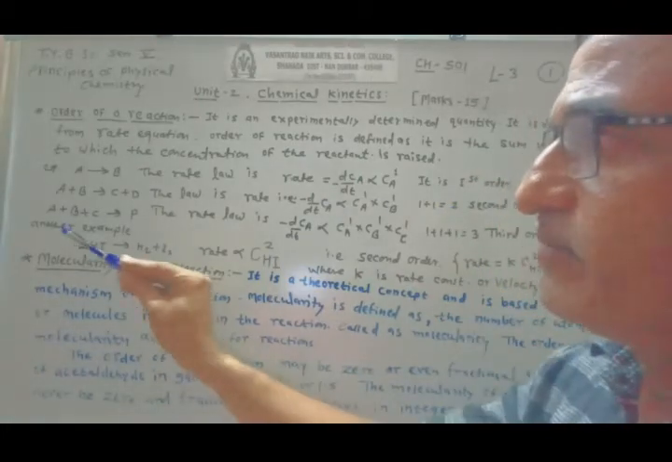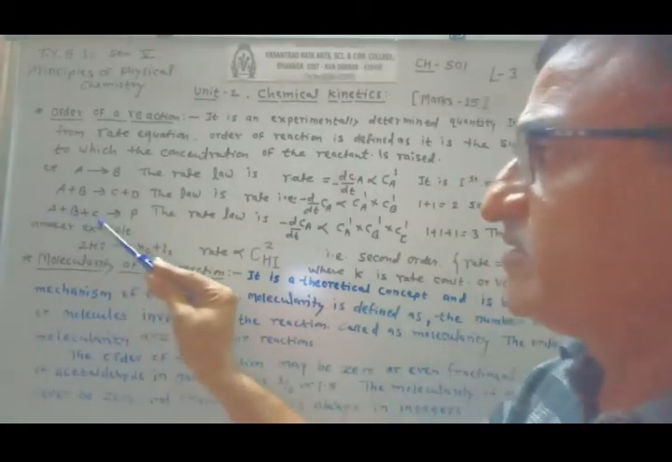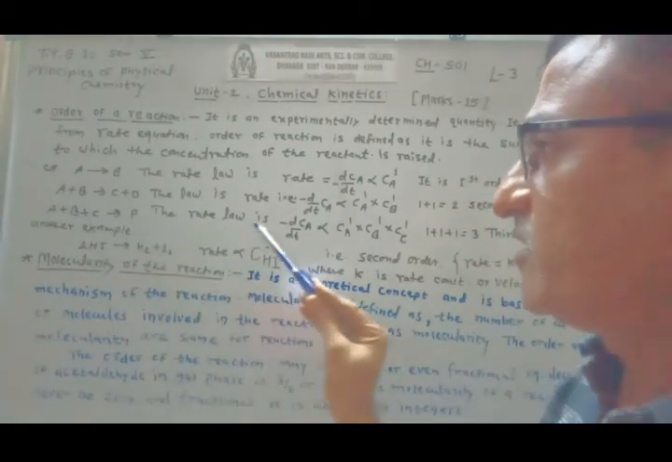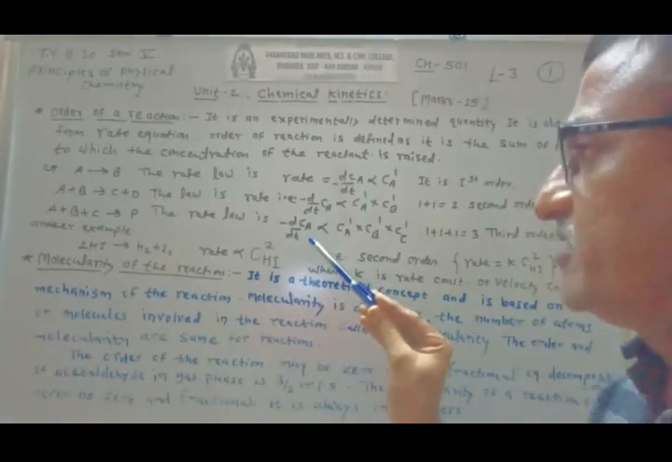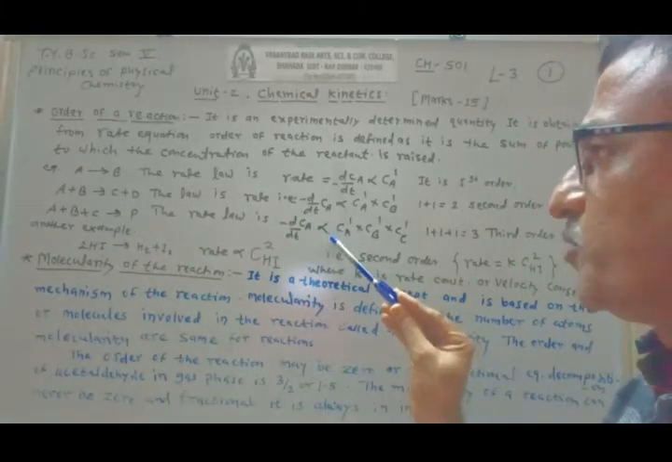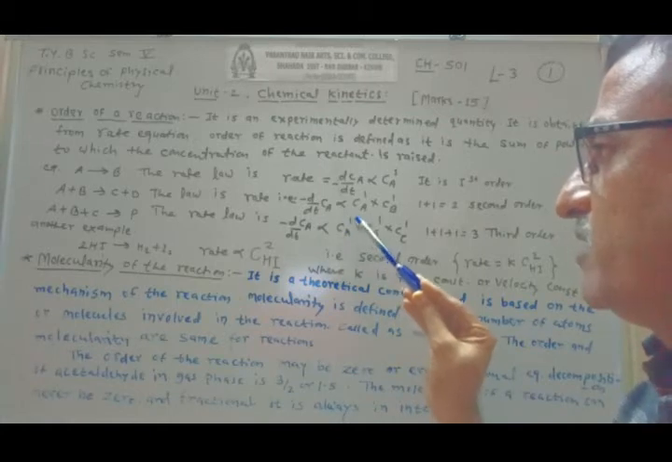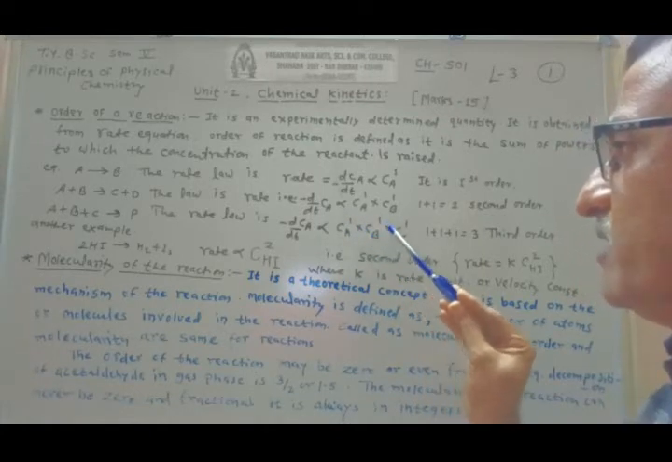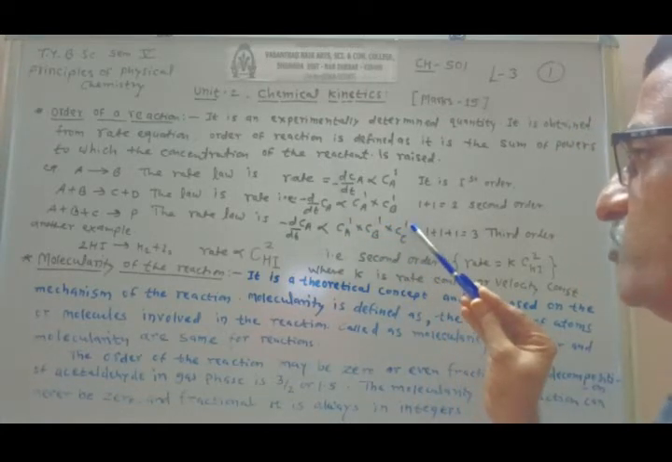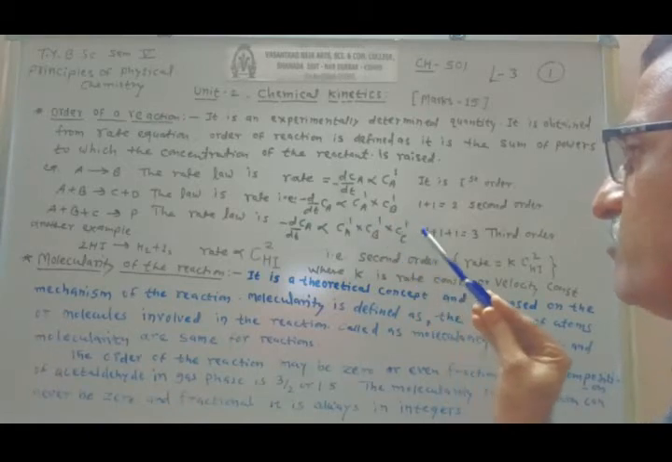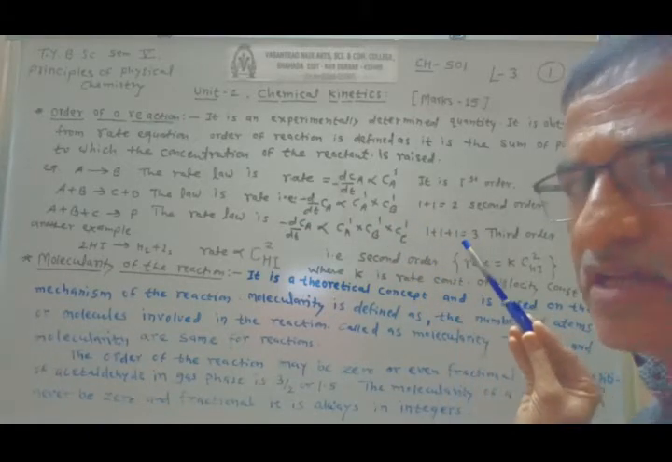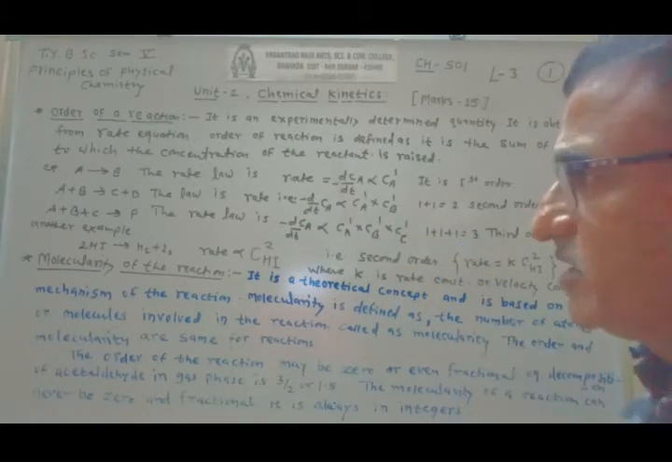Now another example is A plus B plus C gives product. The rate law is given as minus d[A]/dt proportional to Ca raised to 1, Cb raised to 1, Cc raised to 1. So 1 plus 1 plus 1 is equal to 3. It is a third order reaction.